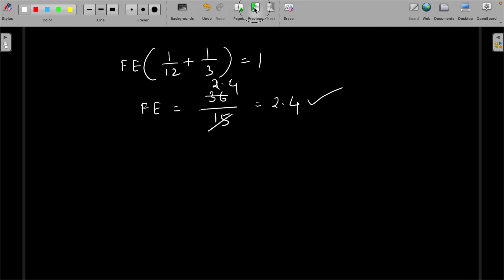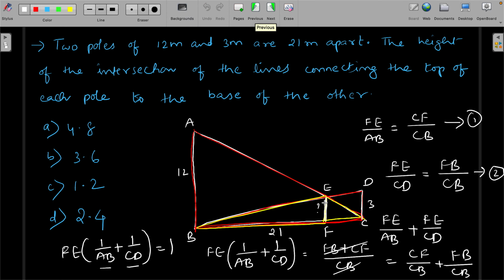Instead of doing all this process, you can easily guess the answer from the options. Definitely the height of EF will be less than the height of CD. That means EF height is less than 3. So these two are not the options. And from the other two options, 1.2 definitely is not the option because the EF height is slightly less than CD. It is not much less than CD. So we can cancel it out. The last option left is 2.4. So this is the answer.